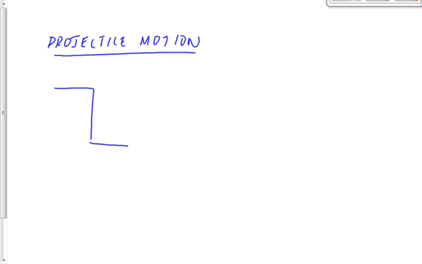Yesterday we introduced the idea of projectile motion. We said a projectile is anything that flies through the air under the influence of only gravity. Do you guys remember the shape of the path of a projectile as it flies through the air under the influence of just gravity? And we drew a little picture yesterday.